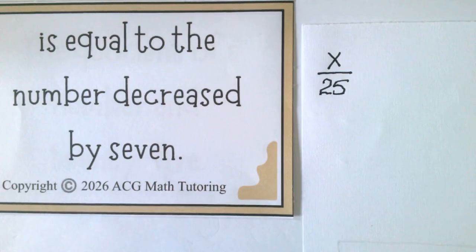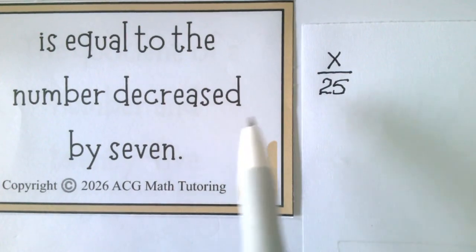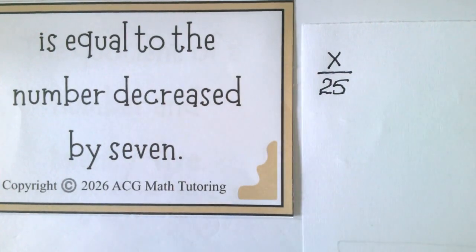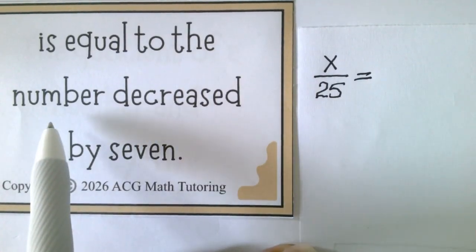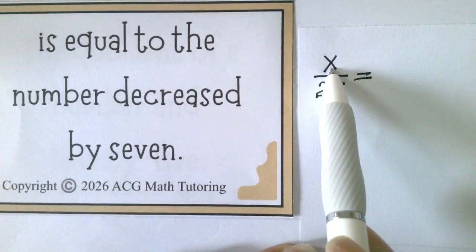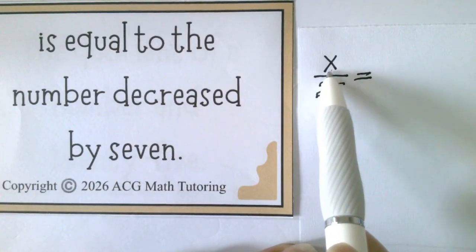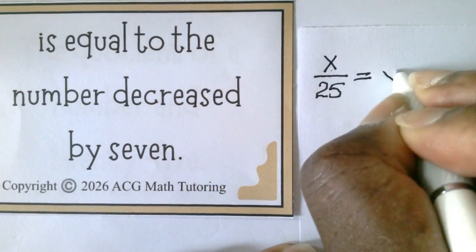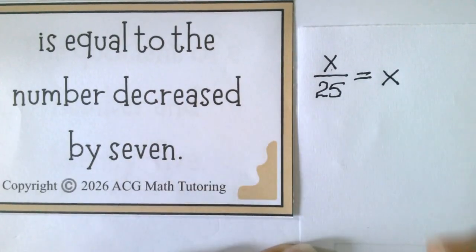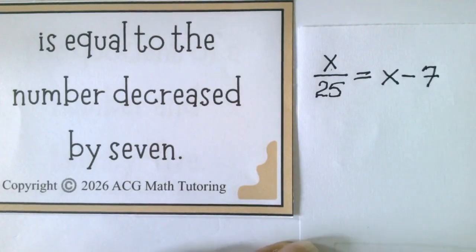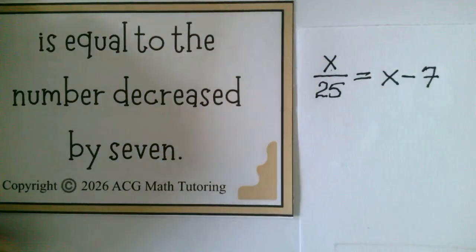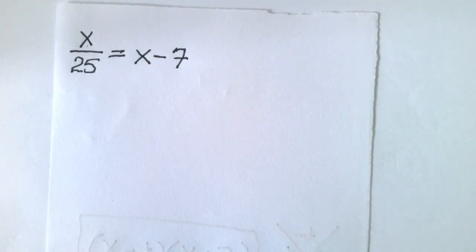Okay, so that is equal to, so that means we got equals. And what does it equal? The number, so whatever we use for representing the number over here, decreased by, which is subtraction, 7. Okay, there we go, Zoe. That's it. All right, so now let's see what we're going to get out of this.